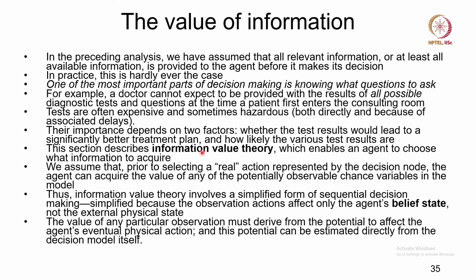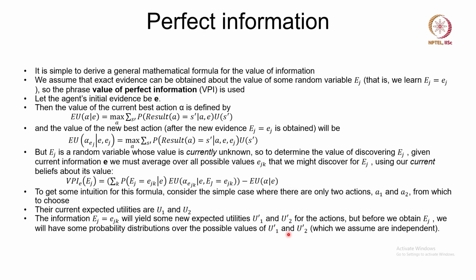So we talk about the information value theory. In other words, the value that we set on information. So the value of any particular observation must derive from the potential to affect the agent's eventual physical action. So if it affects the action of the agent, the value of that information depends on that basically. Okay.